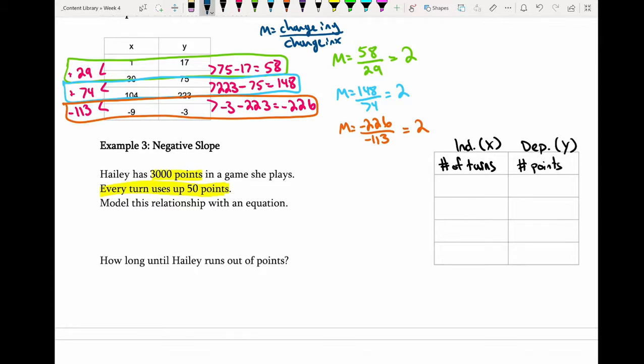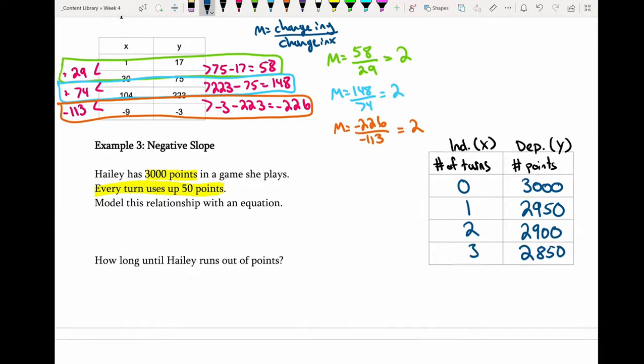So using this, we can come up with our table of values. If she starts the game with 3,000 points, that means after 0 turns, she has 3,000 points. After 1 turn, we lose 50 points, or we use up 50 points. So therefore, our total number is 2,950. After 2 turns, we go down by 50 again. 3 turns, we go down by another 50.